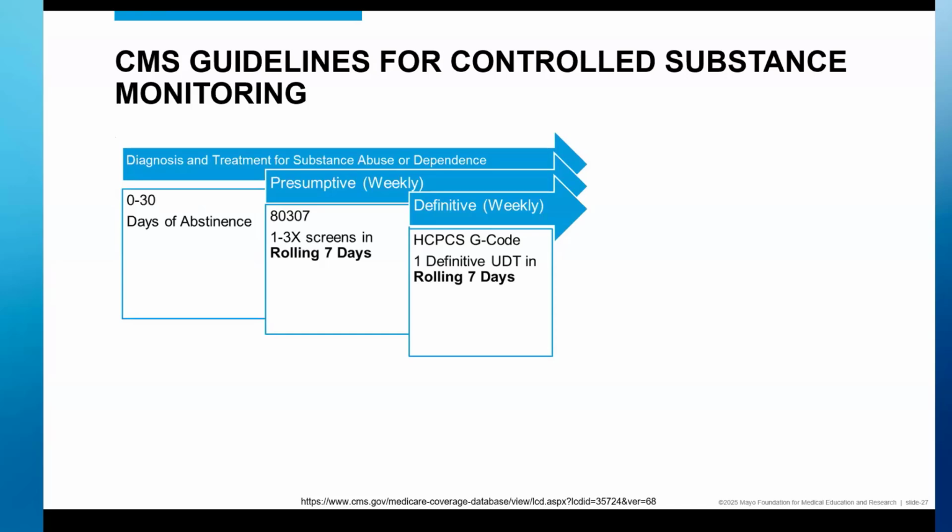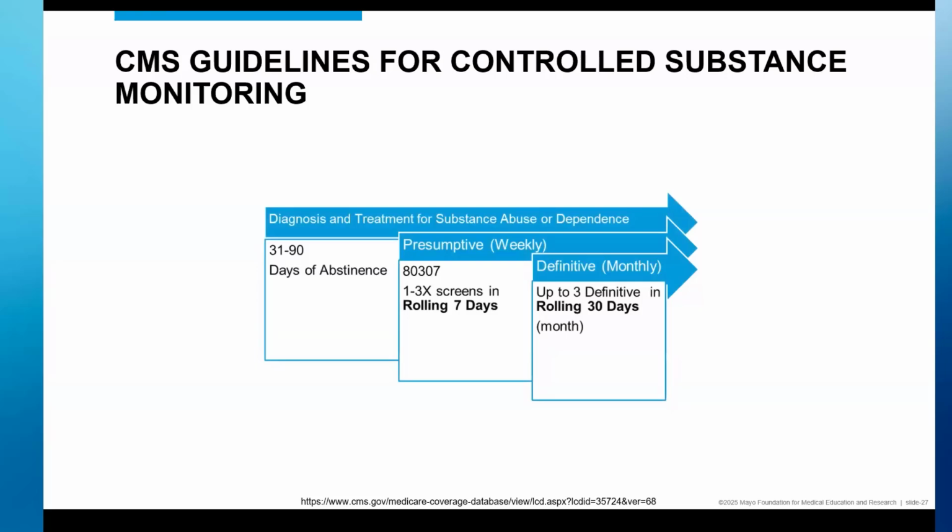And the 80307, the code that would be used for this oral fluid testing here at Mayo Clinic, in the first 30 days that a patient's in that abstinence treatment program, you can use that code up to 3 times in a rolling 7-day period. Compared to definitive testing, which you can only have one definitive code in the rolling 7 days. As that patient progresses throughout treatment, because remember, for the guidelines, you're going to want to do this initially and throughout treatment, that 80307 code can be used 1 to 3 times every rolling 7 days in day 31 to 90 in their abstinence treatment program.